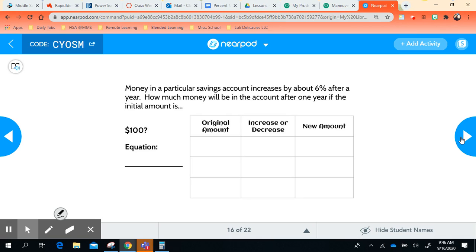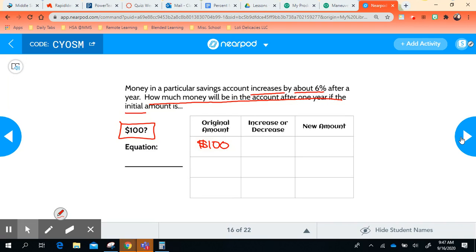So money in a particular savings account increases by about 6% after a year. How much money will be in the account after 1 year if the initial amount is $100? So I'm underlining important information, things that I need to know. So I'm going to go ahead and put in some of my information. So, who can tell me what my original amount is? $100. So my original amount is $100.